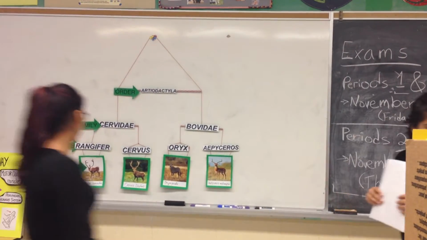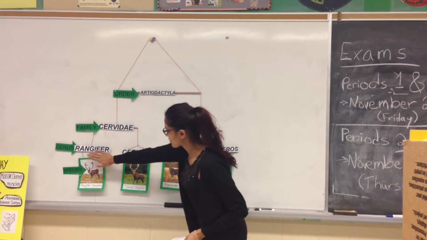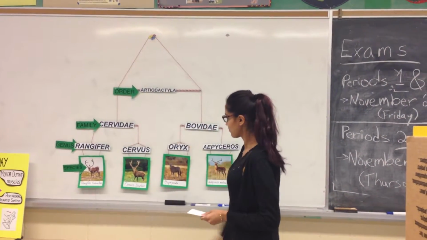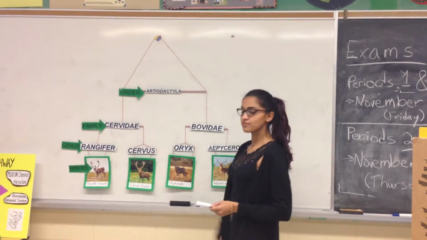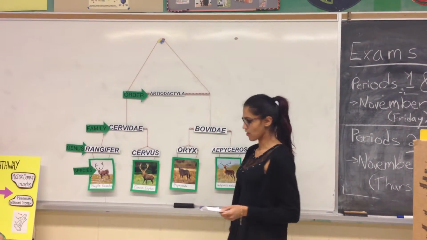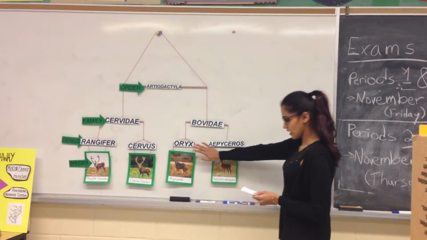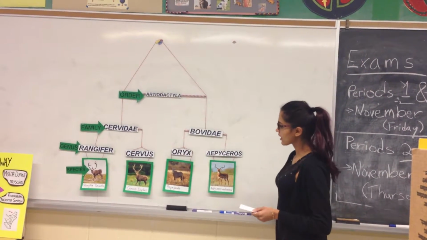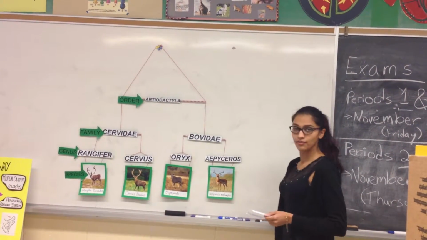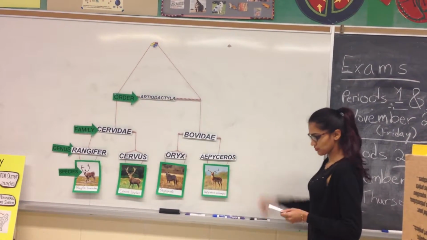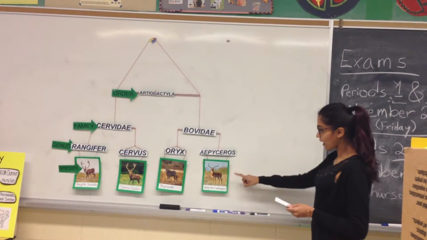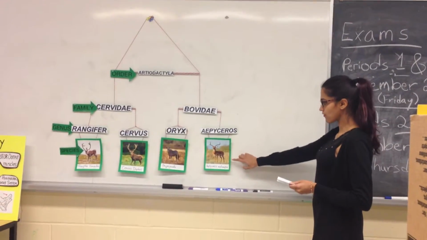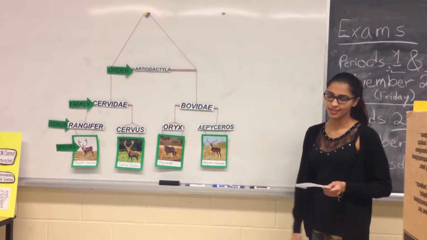Okay, let's move on to genus. Let's talk about Rangifer. These are the mammals that are also known as reindeer. Cervus. These are the native deer of Eurasia, Asia, and North America. Oryx. These are one of the largest mammals in the genus, and they are natives of northern Africa. And Aepyceros. These are African antelope, also known as impalas. They are known for their hopping capability.